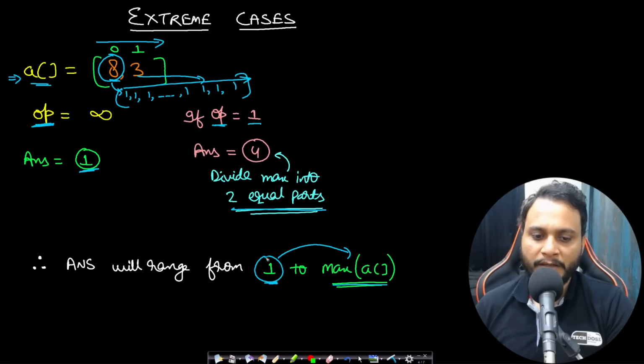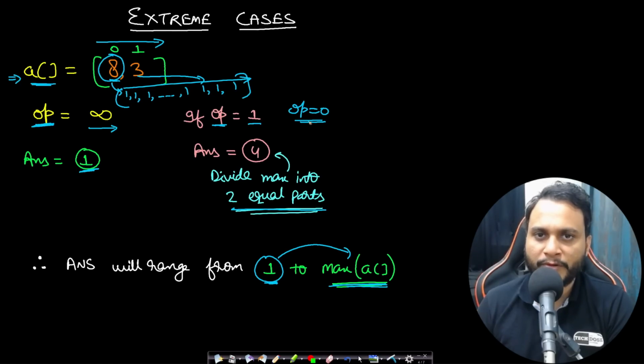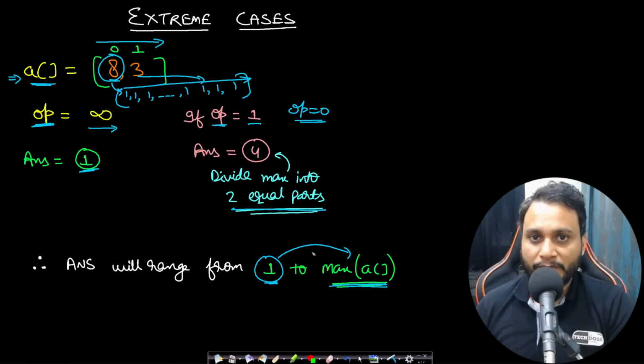When it will be 1: when the number of operations is infinite or too large, or it is greater than or equal to the sum of the array. And when will you get the maximum of the entire initial array? When the number of operations is 0. That means we are not performing any operation. The max operation can be anything, but we can choose not to perform any operation, right? It is up to us. So this is the range in which our answer will actually vary, isn't it?